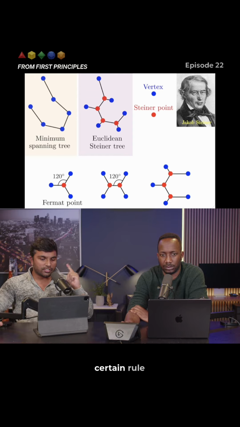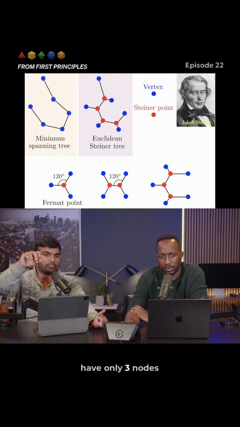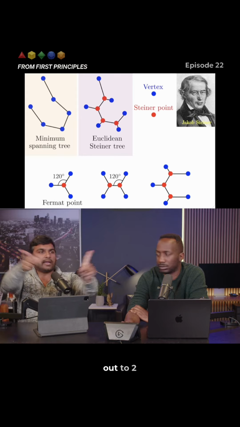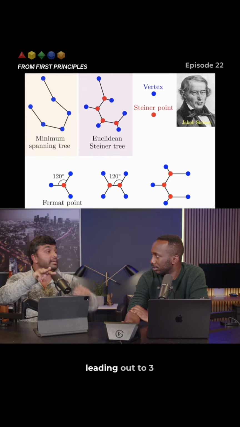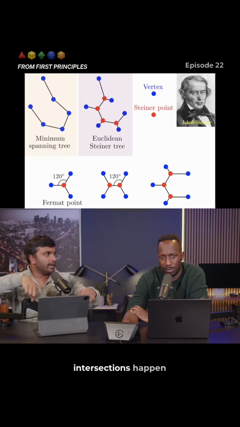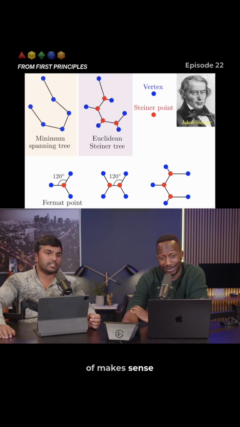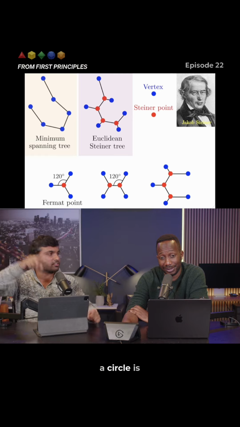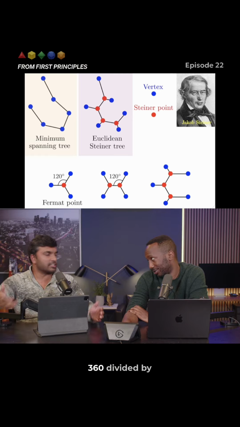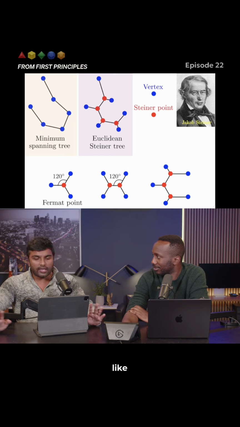And there's a certain rule. First is that all branching points have only 3 nodes. They're called bifurcations, meaning one path is going to lead out to 2. There's never one path leading out to 3. The second point is all of these intersections happen at 120 degrees. And that kind of makes sense because if you've got 3 paths coming out, a circle is 360 degrees. 360 divided by 3 is 120, right? So it all kind of makes sense.